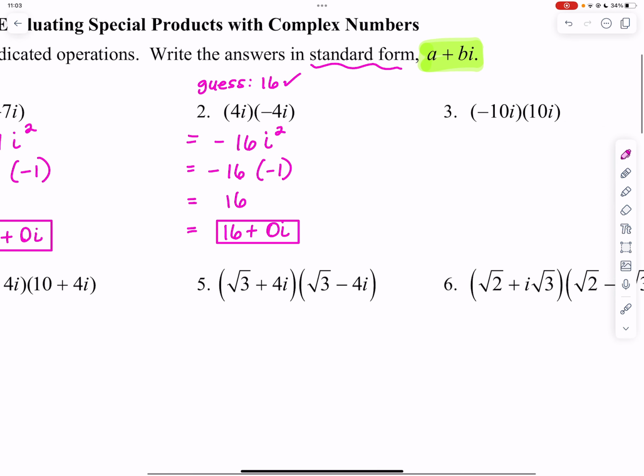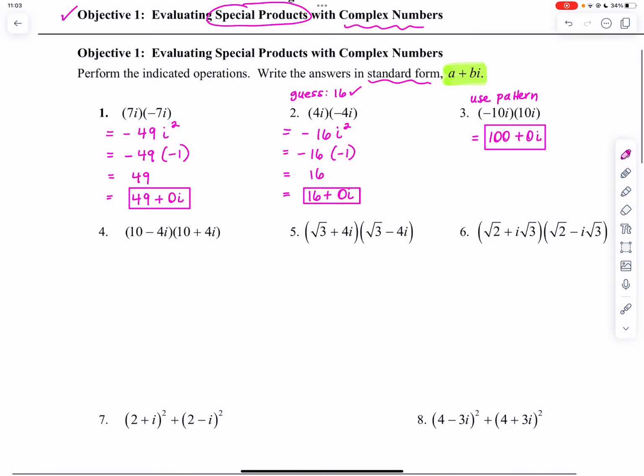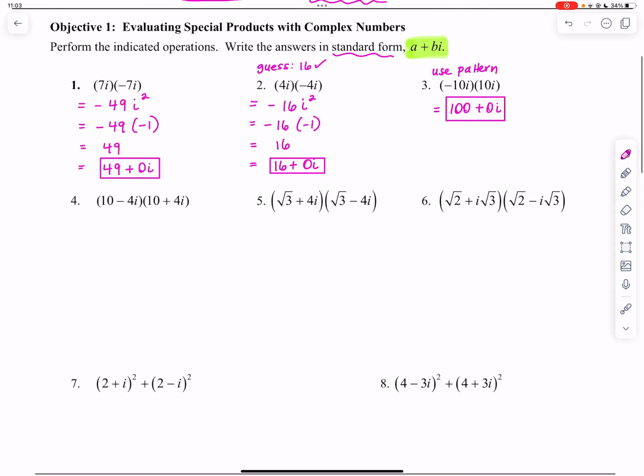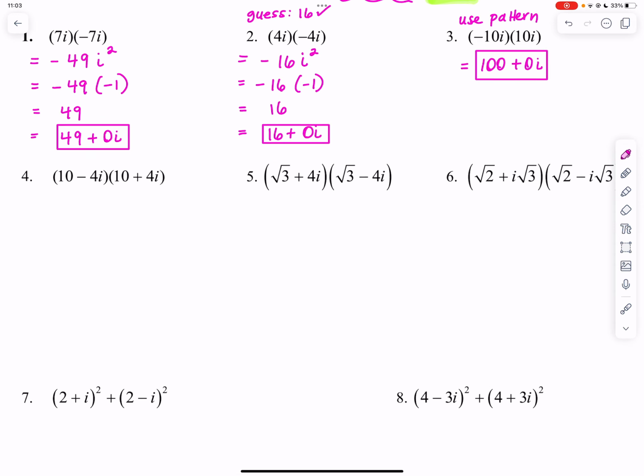So now let's see if we can use the pattern and just go straight away and write what this is. You guessed it, a positive 100. So we have 100 plus 0i. Very good. Okay, now we're going to look for a pattern in number 4, 5, and 6.